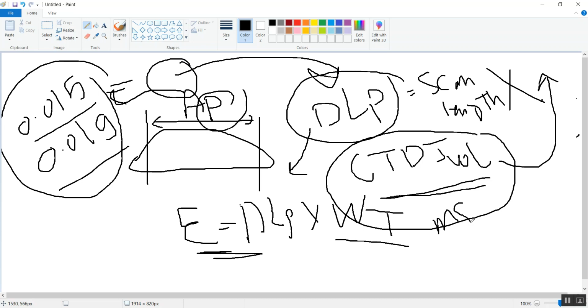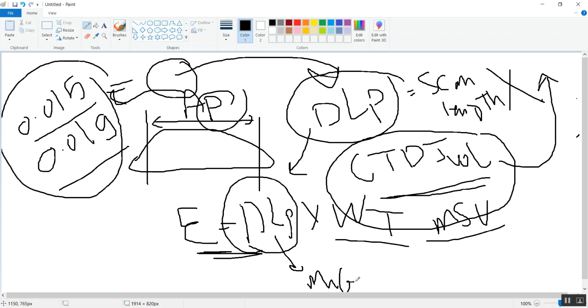The effective dose will be in millisievert. Millisievert is the unit of the effective dose, but the unit of DLP is milligray. So now you can easily calculate the effective dose of any patient coming to your scan room. Is it clear for you? Okay.